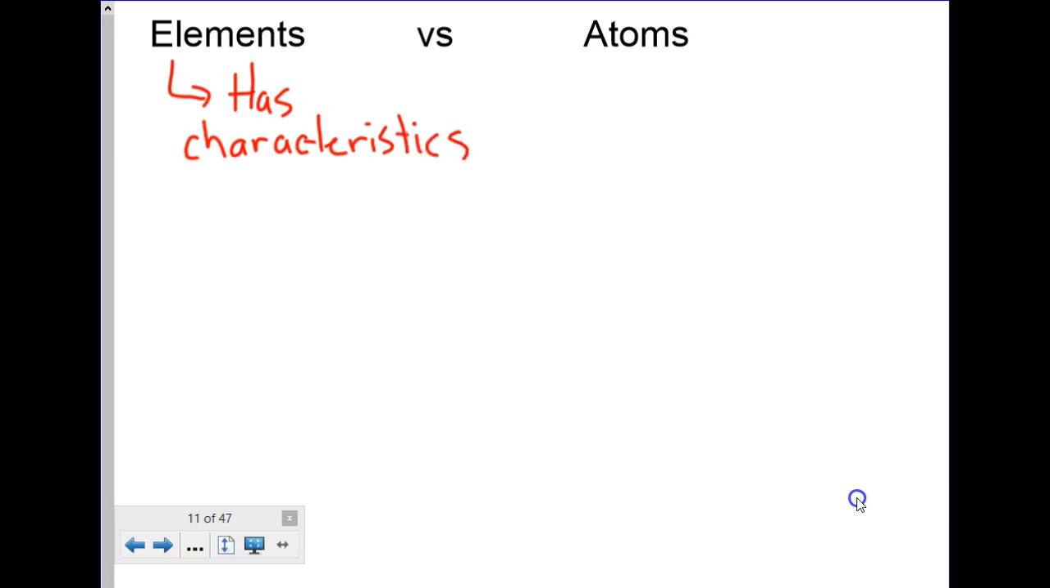I say that I have an atom of gold. That's a little bit different. It's still a building block. When we learned Dalton's theory in Science 9, we learned that everything is made up of atoms. What makes an atom different than an element?